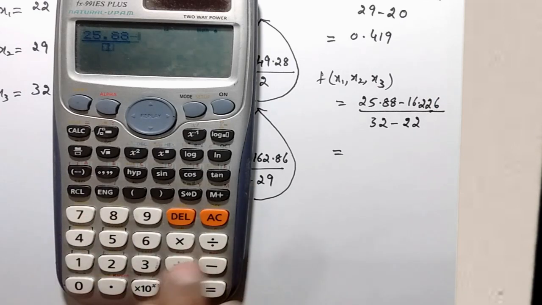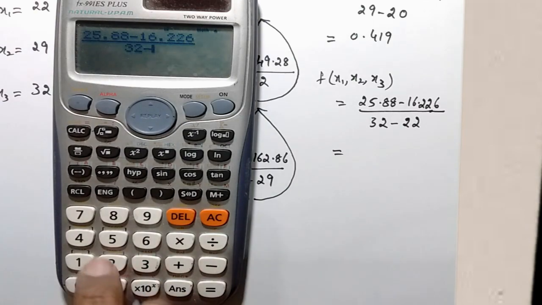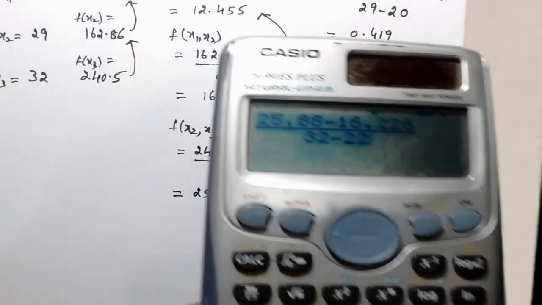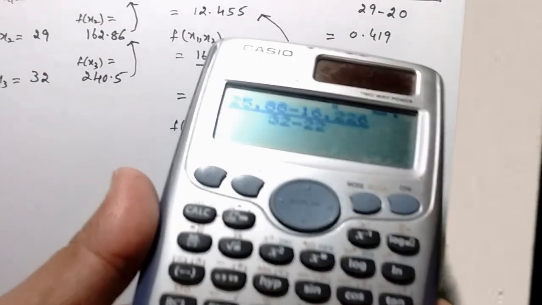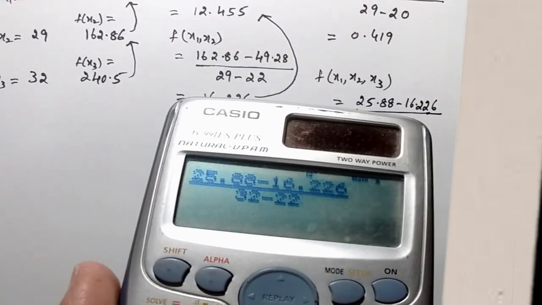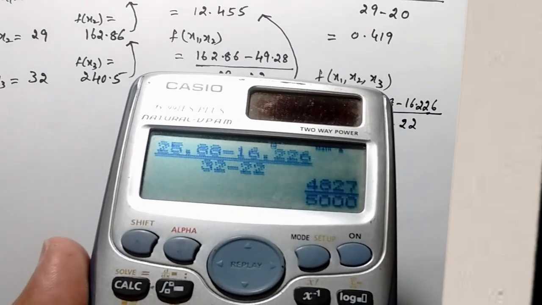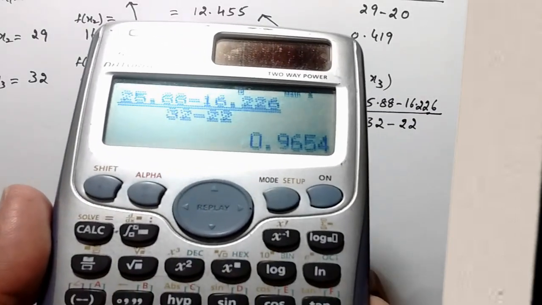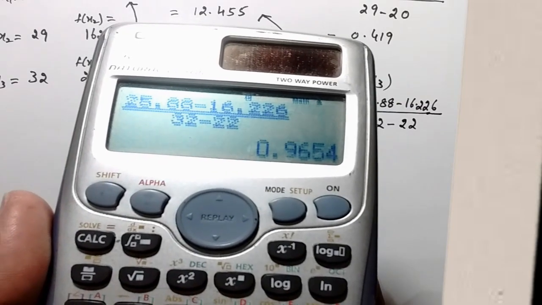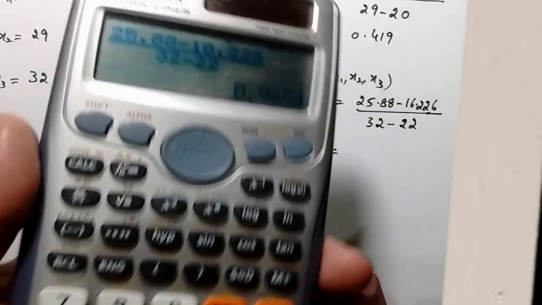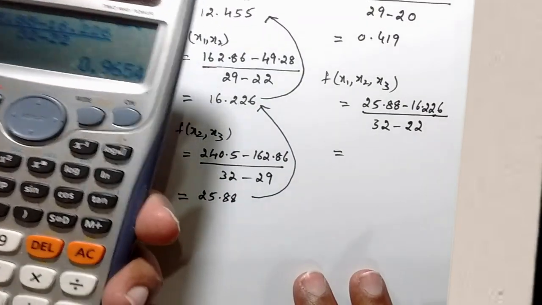25.88 minus 16.226, that is divided by 32 minus 22. See what I have typed there? Is that the value you have? So press equals to sign, getting in terms of the fraction, press ST. How much are you getting there? Just check it. That value you can write 0.965.